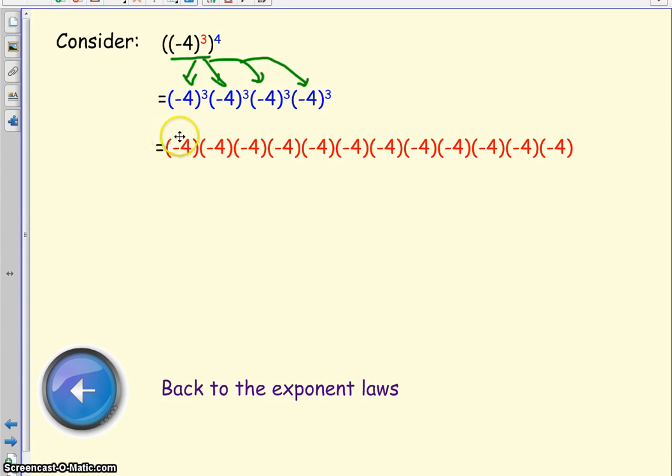Okay, and again, if you're writing it all in expanded form, you'll see that there's 12 of them. But you wind up with negative 4 to the exponent 12. Could we get that a little bit faster? Well, it's by simply multiplying your exponents there. 3 times 4 gives us 12.